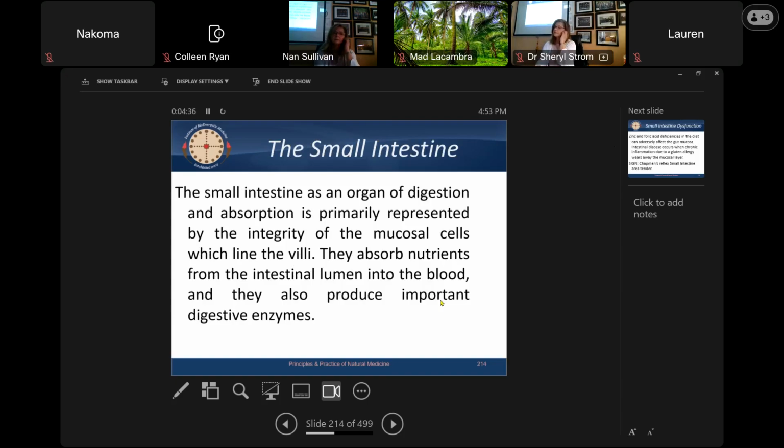Okay, the small intestine is an organ of digestion and absorption, and is primarily represented by the integrity of the mucosal cells which line the villi, and they absorb nutrients from the intestinal lumen. So the hole, you see there, that's called the lumen. Same with the blood vessels, it's the lumen, it's the hole there. They absorb nutrients from the intestinal lumen into the blood, and they also produce important digestive enzymes.